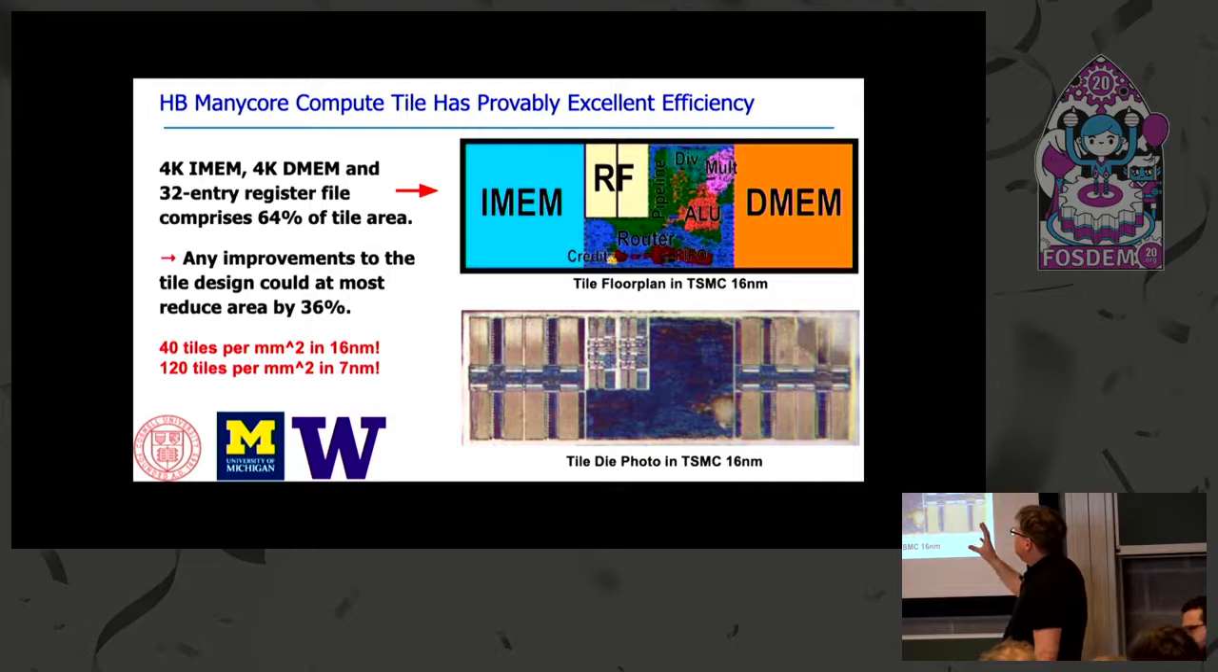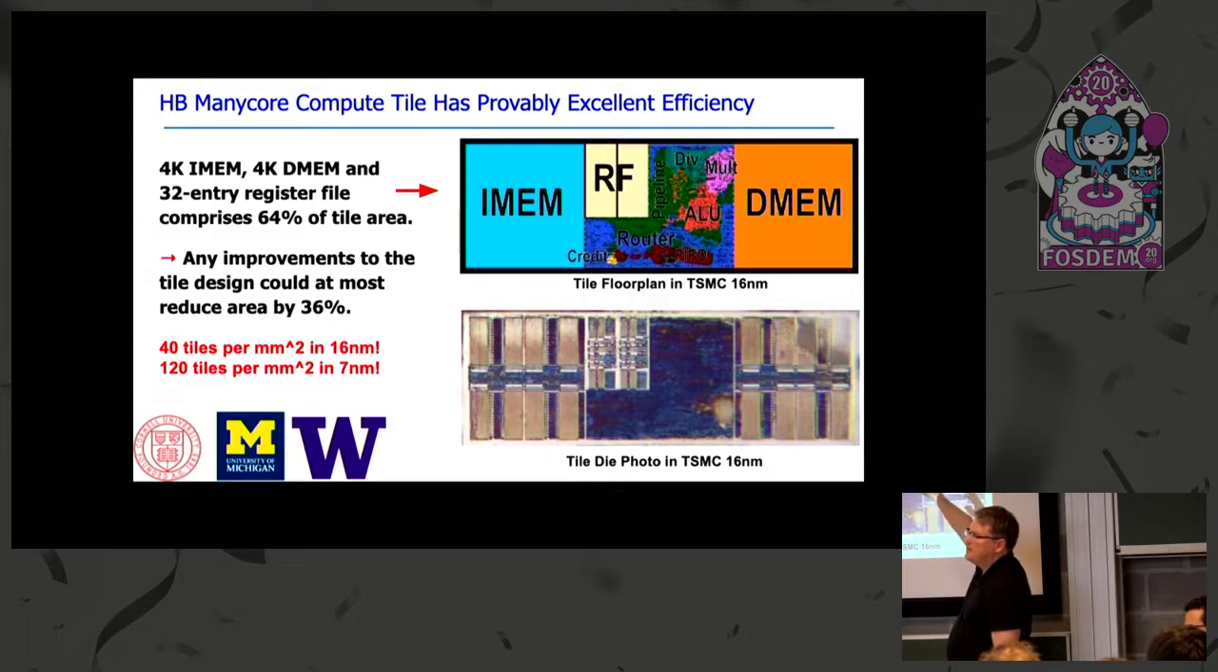And what's amazing about this core is that even with super small instruction memory and data memory, the memories themselves occupy 64% of the tile area. So it's a kind of existing proof that, yeah, you could try to go and refactor this core and try to squeeze it down a little more, but the maximum improvement you could possibly get would be about 36%. So it's so small, in fact, that you can fit 40 of these per millimeter in 16 nanometer, and in 7 nanometer you'd be able to fit 120 of these per millimeter.